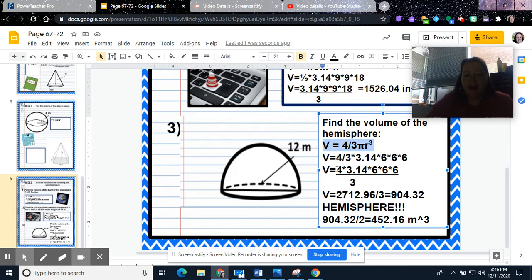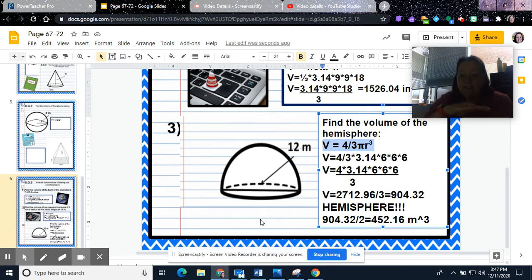Now again, I like to do all my numerators first. So that's 4 times 3.14 times 6, 6, and 6. And then once I get that whole answer, I'm going to divide by all my denominators, which is only 3. So 3 times 1 times 1, 1, 1 is all just 3. So when I multiply the top, I get 2,712.96. Then when I take that and I divide by 3, my answer for a whole sphere would be 904.32.